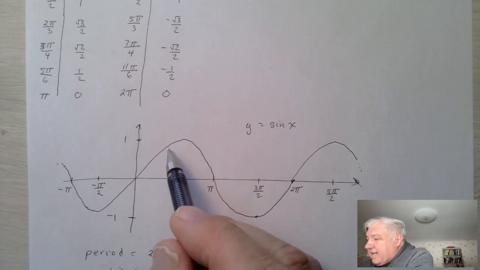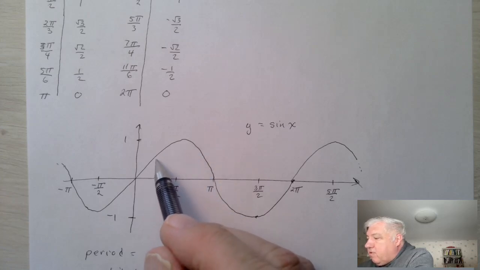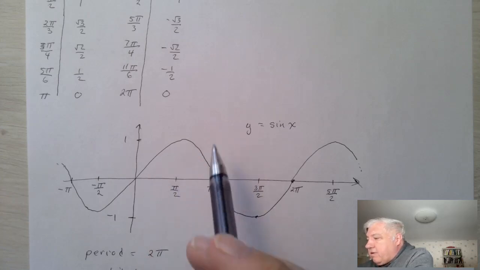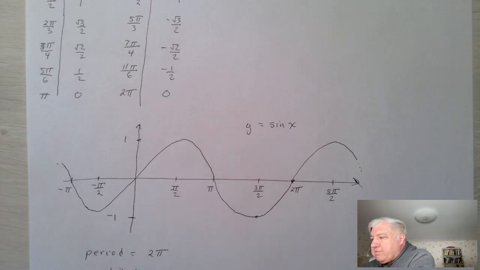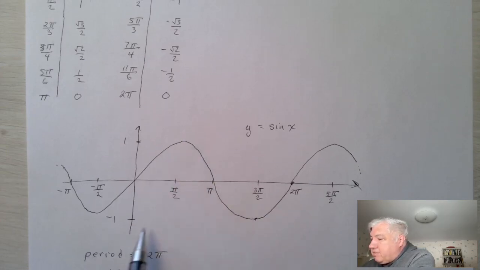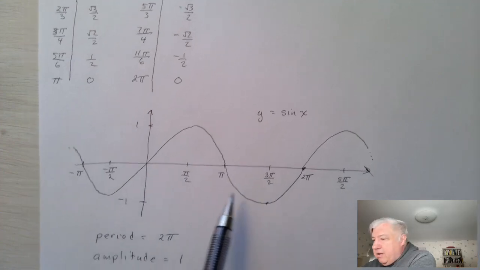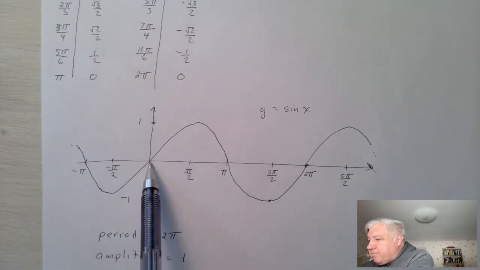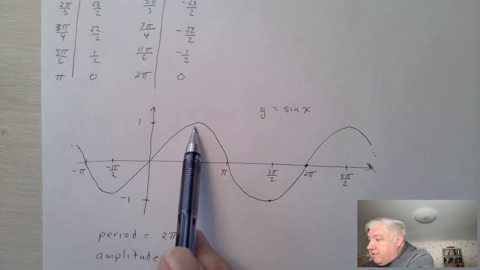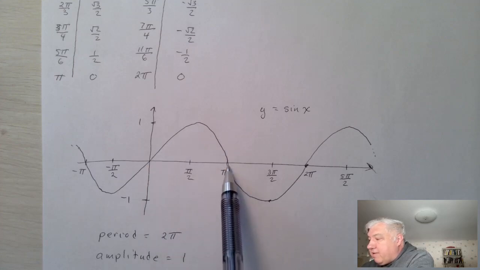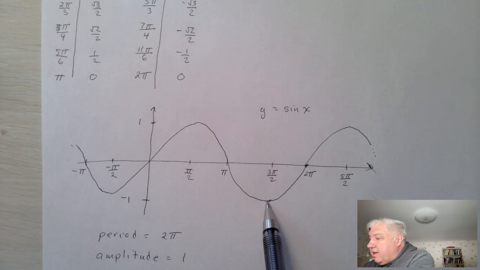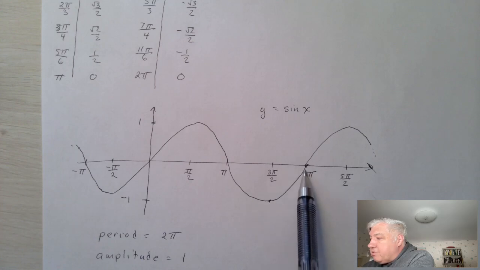If we plot these points on the graph, we get an idea of the relative smoothness of the sine function. If we plot the graph from 0 to 2 pi, we get this picture: we go from 0 to 1, then from 1 to 0, then 0 to negative 1, and negative 1 back to 0.